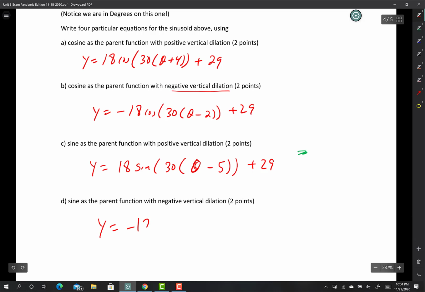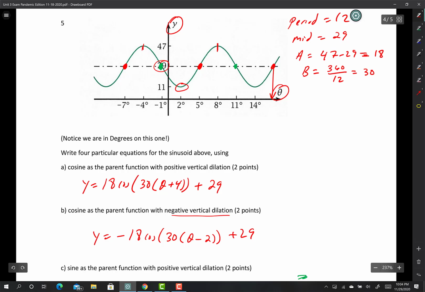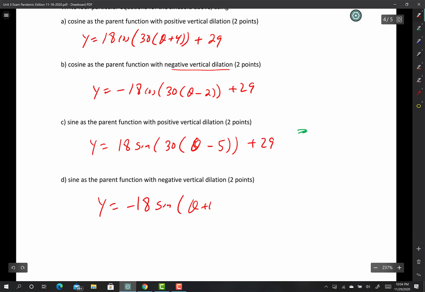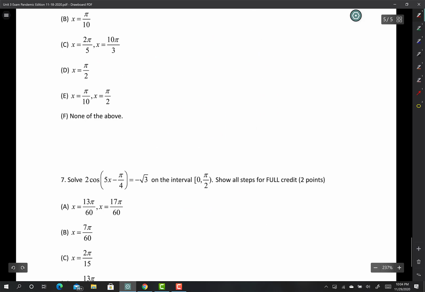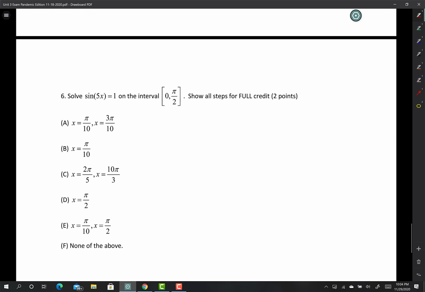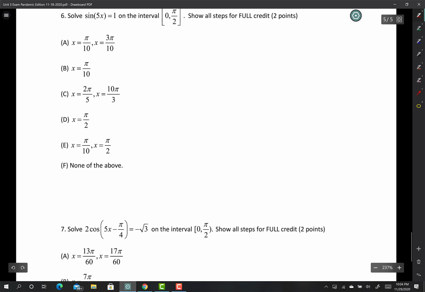Y equals -18 sine, and then theta. We said we're gonna use this one. So theta plus 1. And I just noticed that I did not put the 30. So let me do that again. 30 theta plus 1, close, plus 29. All right, guys, we're almost there. These two, here's what I needed to see. And some of you guys, I'm not sure, guys. I needed to see a little more detail, and you guys didn't show me that.